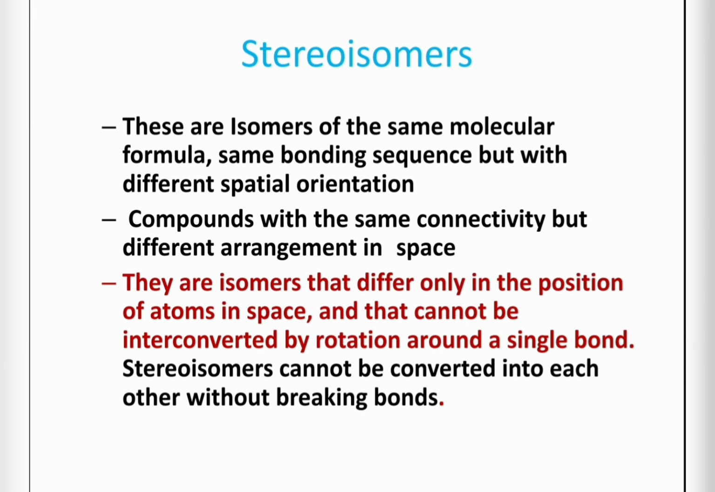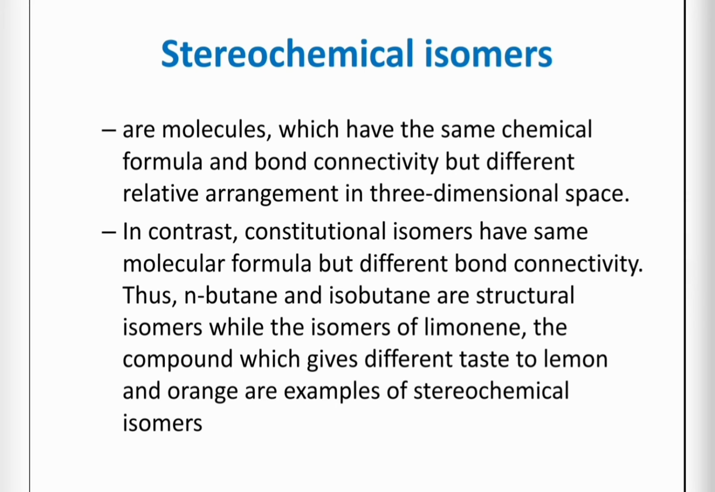Now, let us see what stereoisomers are. These are isomers of the same molecular formula, same bonding sequence, but different spatial orientation. I repeat, isomers of the same molecular formula, same bonding sequence, but different spatial orientation are called stereoisomers. We can say these are compounds of the same connectivity but different arrangements in space. They are isomers that differ only in the position of atoms in space and that cannot be interconverted by rotation around a single bond. Stereoisomers cannot be converted into each other without breaking the bonds. Stereochemical isomers are molecules which have the same chemical formula and bond connectivity but different relative arrangement in three-dimensional space.